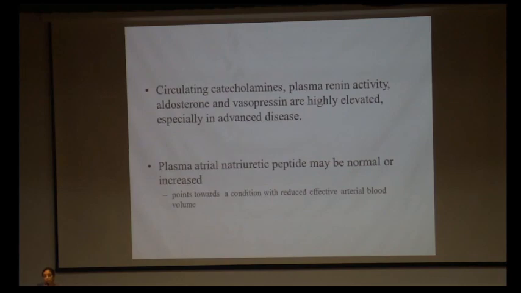Apart from this, the circulating catecholamines, the plasma renin activity, the aldosterone and vasopressin are already elevated in advanced disease, and the plasma atrial natriuretic peptide may be normal or increased. This basically points toward a reduced effective arterial blood volume.